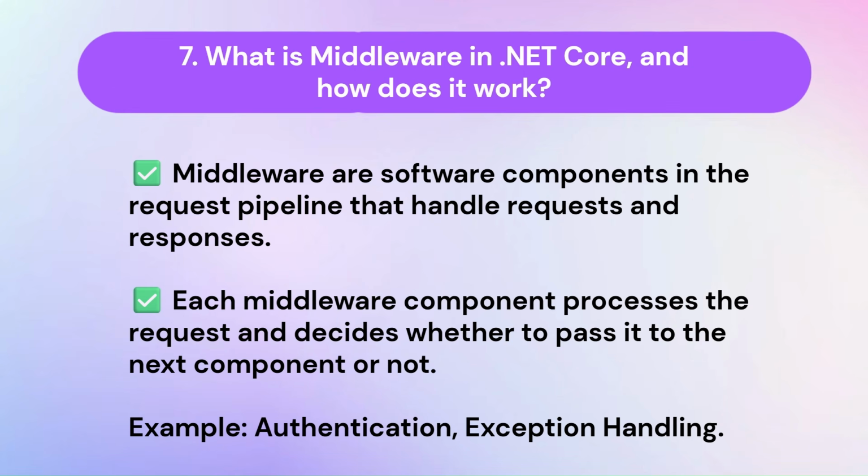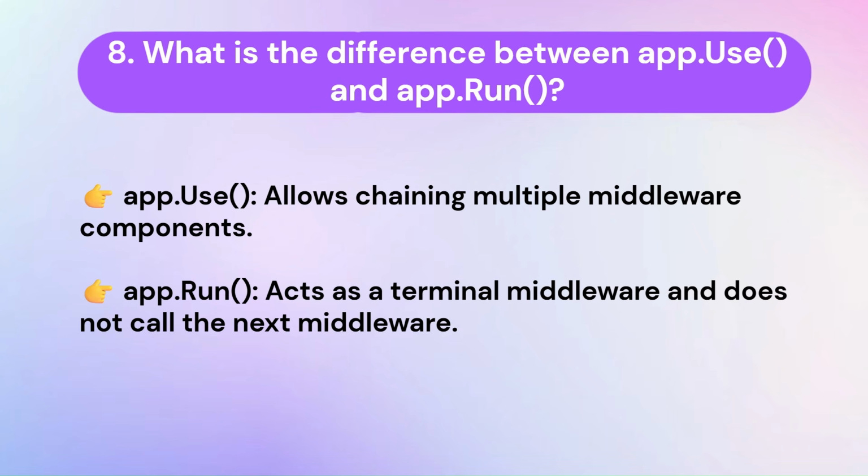Question 7. What is middleware in .NET Core, and how does it work? Middleware are software components in the request pipeline that handle requests and responses. Each middleware component processes the request and decides whether to pass it to the next component or not. Example: authentication, exception handling. Question 8. What is the difference between app.Use and app.Run? app.Use allows chaining multiple middleware components. app.Run acts as a terminal middleware and does not call the next middleware.